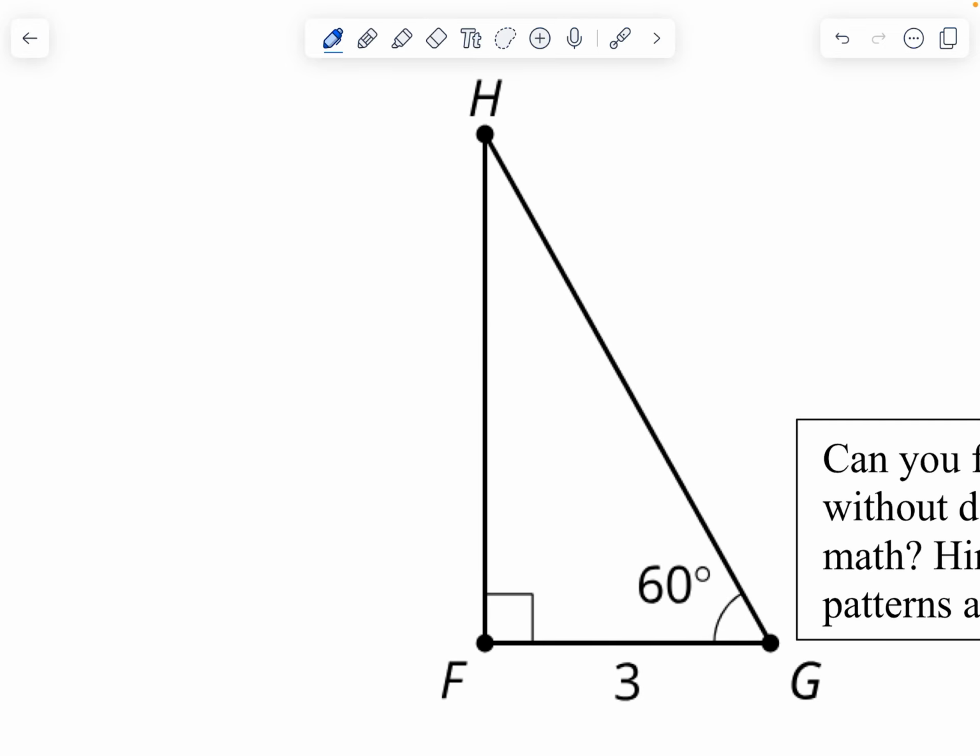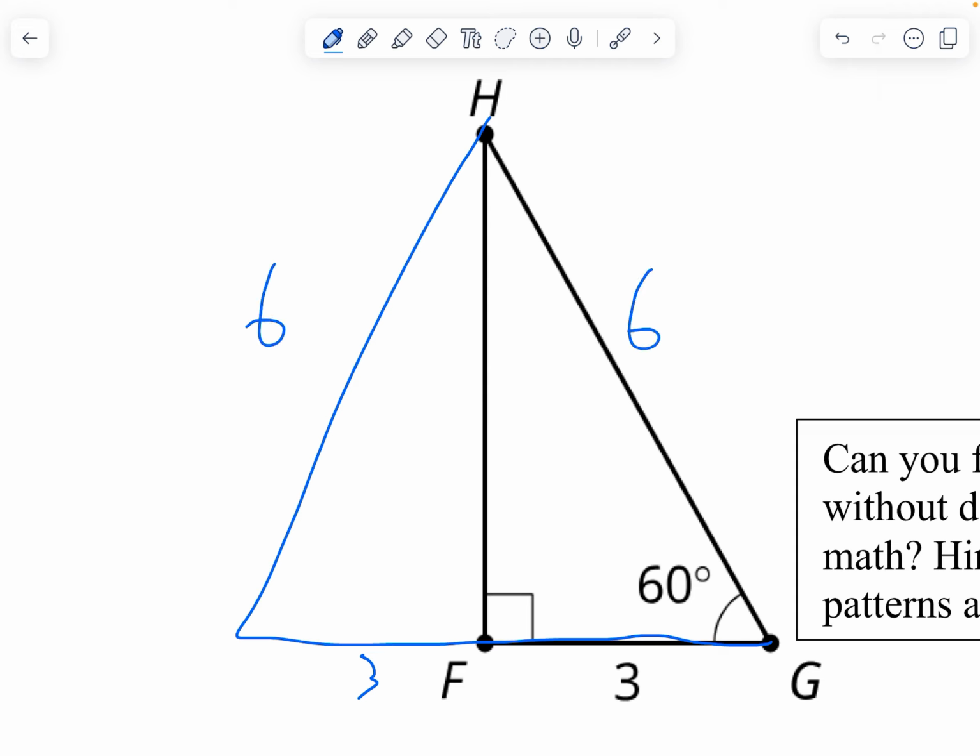So if we imagine the rest of our right triangle over here, we know that this is also 3 because F is the midpoint, which means that the whole side is 6. Which means that those numbers are 6. So immediately we know that HG is 6, right? So what you can tell is that this side down here is what we call the short leg. It's always going to be half of the hypotenuse because it is one of the sides of the equilateral triangle cut in half.